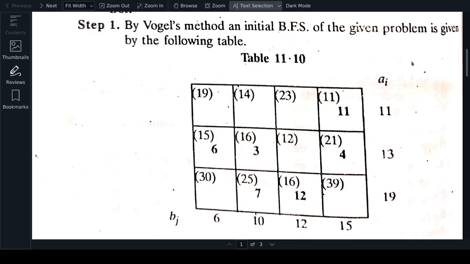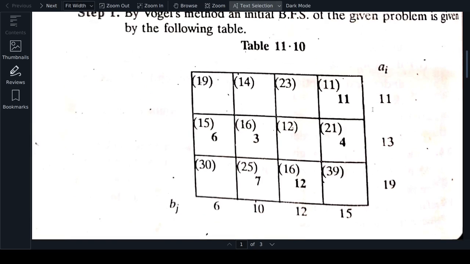Roshni, Ishita, yes, sir. Arbaz, you will solve this one.